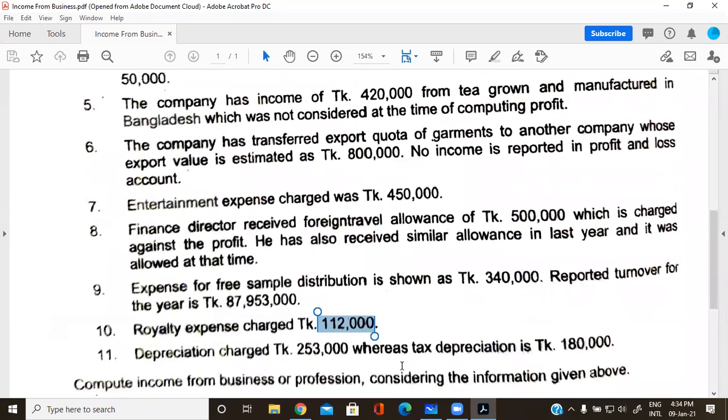Okay. Now, we have two remaining items. One is expense for free sample distribution. This is to be checked with the turnover, because the ceiling is based on the turnover. Is turnover more than 10 crore, or more than 5 crore and less than 10 crore?